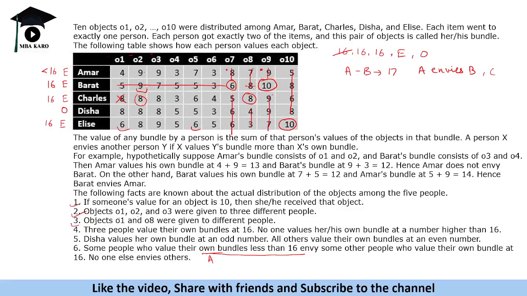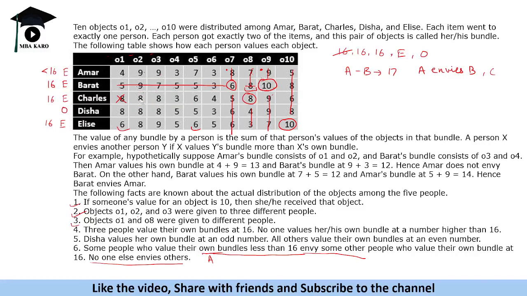So B will give him 9 points and 8 points. Now Bharat is having 16 points himself, 6 plus 10, but he is giving 17 points to Charles. But we are given that only those people who have less than 16 will envy someone else. No one else envies others. So that means Bharat cannot envy Charles. Right? Bharat cannot envy Charles.